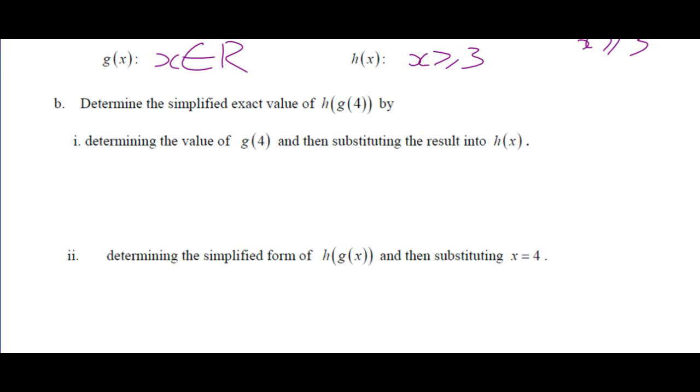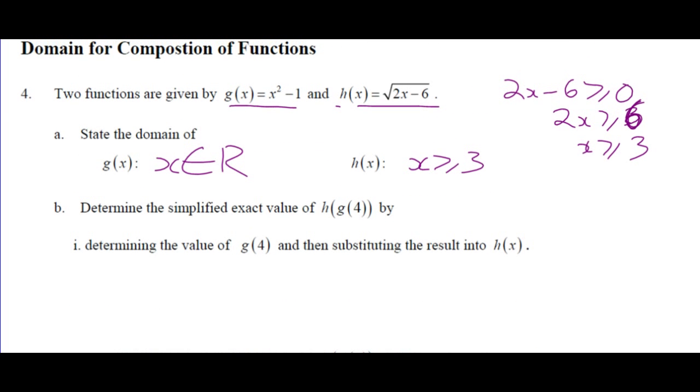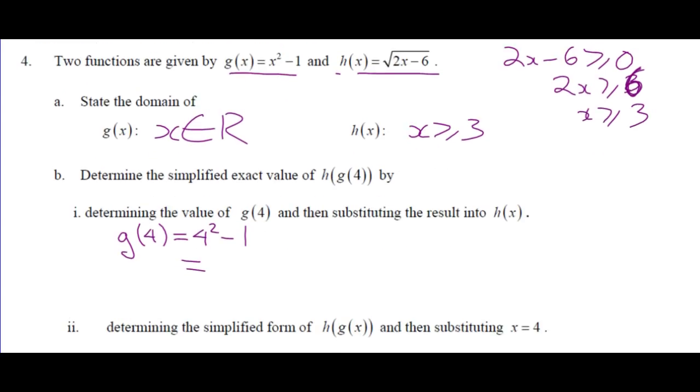Determine the simplified exact value of h of g of 4. We're going to do this two different ways. First, by determining the value of g of 4 and then substituting. So what's g of 4? G of 4 is 4 squared minus 1, which is 15, right? Now we substitute the result. So what are we going to work out?